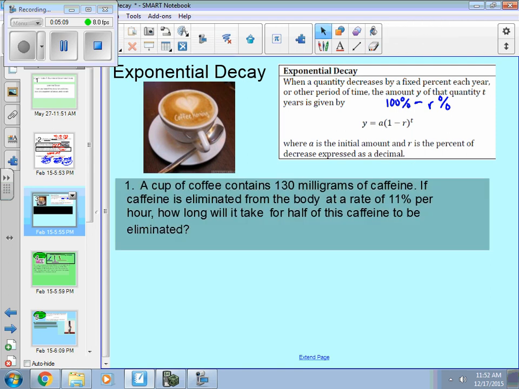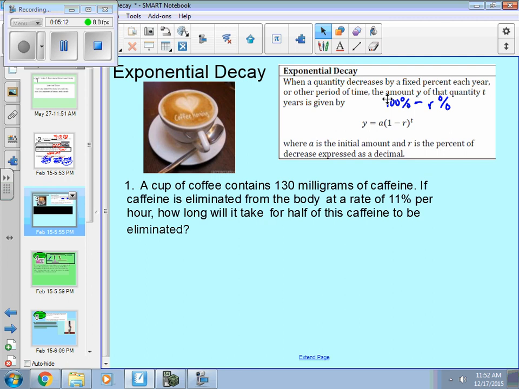All right, let's try one out. The first one says a cup of coffee contains 130 milligrams of caffeine. If caffeine is eliminated from the body at a rate of 11% per hour, how long will it take for half this caffeine to be eliminated?